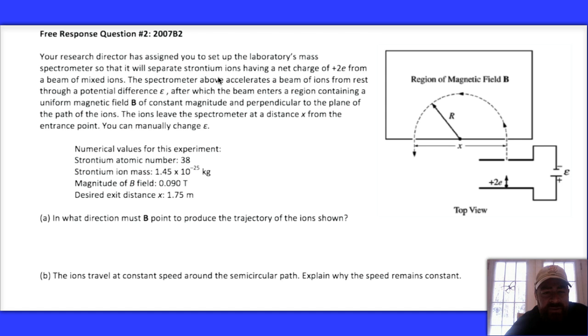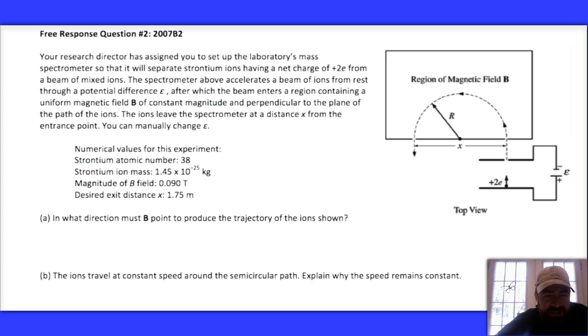The spectrometer above accelerates the beam of ions from rest through a potential difference E. After which the beam enters a region containing a uniform magnetic field B of constant magnitude, perpendicular to the plane of the path of ions. The ions leave the mass spec at a distance x from the entrance point. You can manually change E. So here's the sketch of the apparatus.